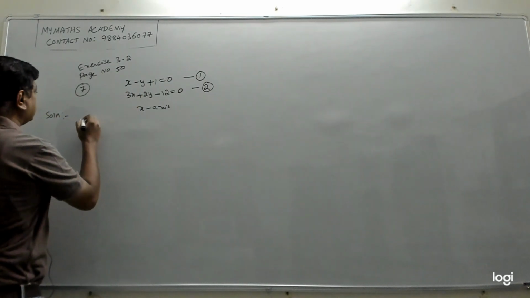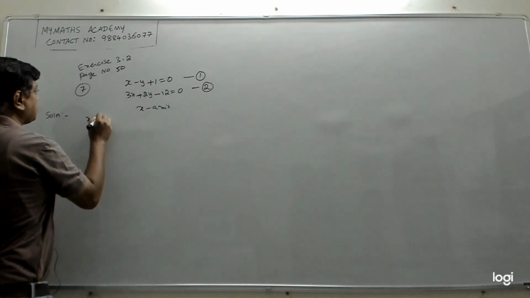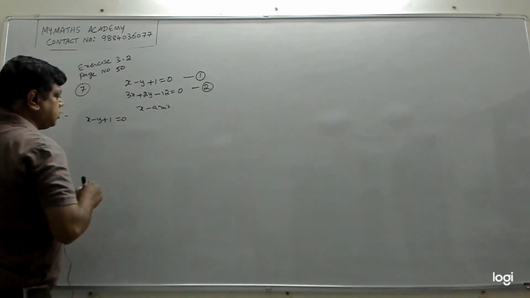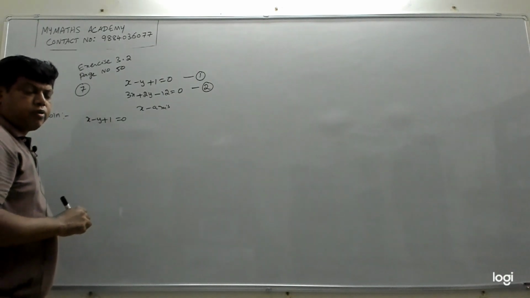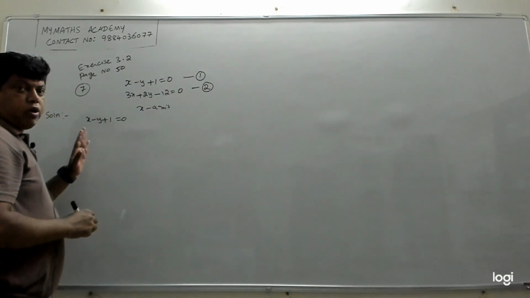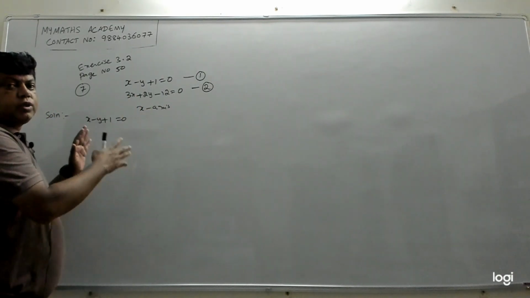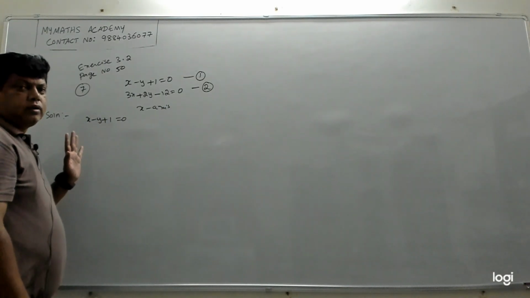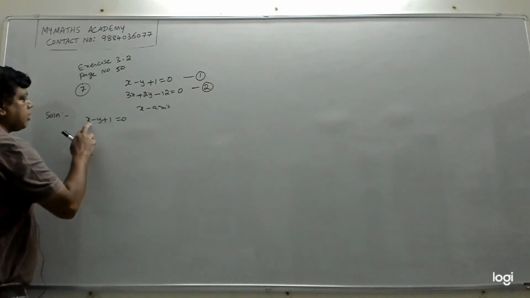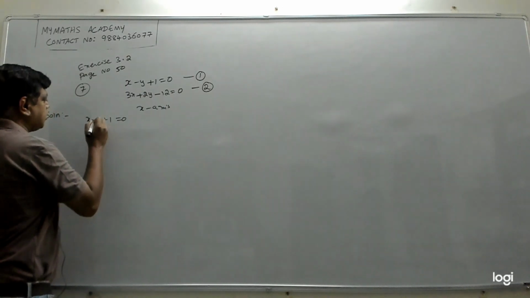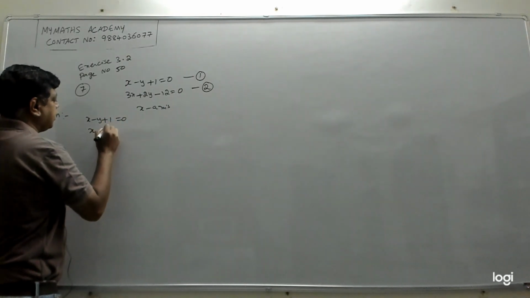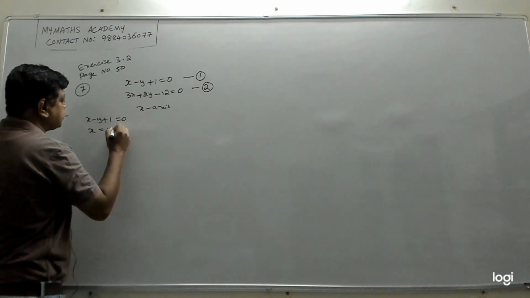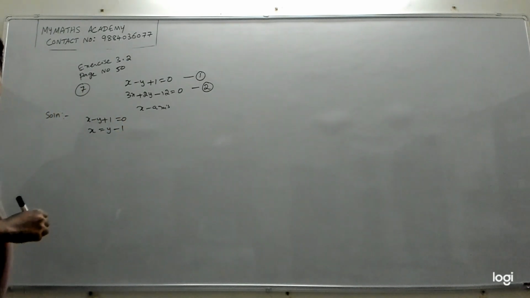So let's take the given equation, which is x minus y plus 1 equal to 0. As I told you, to draw the graph, we need to keep one variable here and move the other variable. Which variable will we keep here? The variable which has coefficient 1. Here x has the coefficient 1, so we'll keep x here and move the other things. So minus y goes there and becomes plus y. Plus 1 goes there and becomes minus 1.